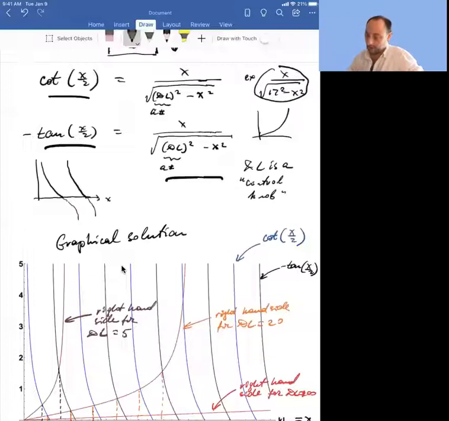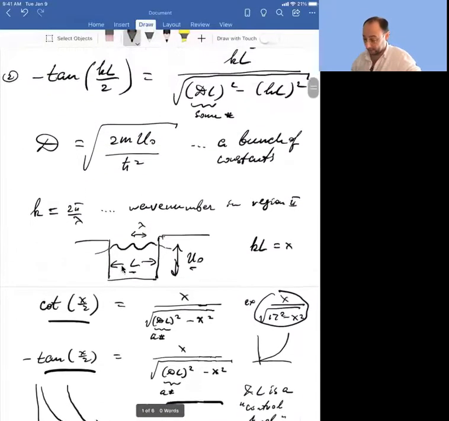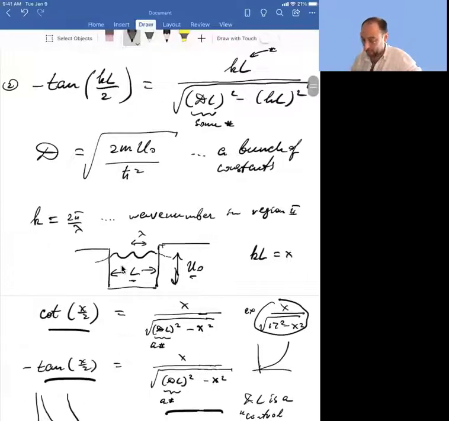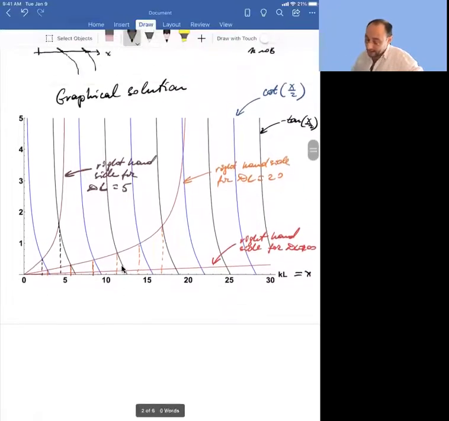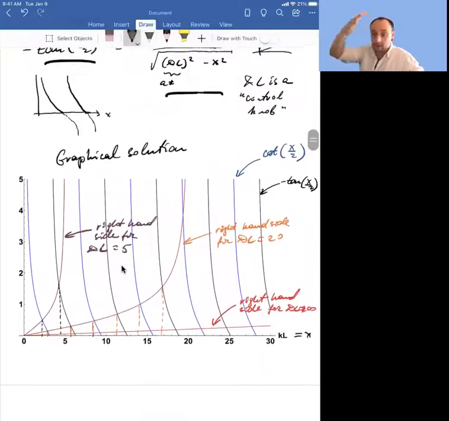So when you're given a problem, first thing you would do is calculate the script D or DL from mass, from U naught, from L. You would plot the right-hand side, and then you would plot the cotangent of x over 2 and minus tangent of x over 2, and you would just look at it. First of all, you would look at how many intersections there are. There's going to be a finite number. And that tells you the number of possible values of k that are admissible.